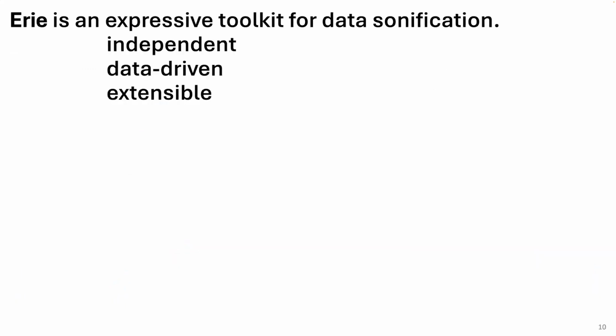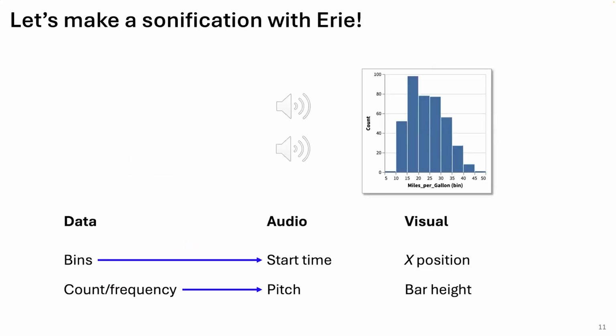In consideration of these challenges, I introduced Erie as an expressive, independent, data-driven, and extensible toolkit for data sonification. To show how to specify a sonification design using Erie, I'll present a walkthrough for sonifying an auditory histogram. This auditory histogram maps the time in seconds, and the count of it to the pitch of the corresponding sound. First, I'll play the auditory scale that describes this histogram, and speech will be really fast.